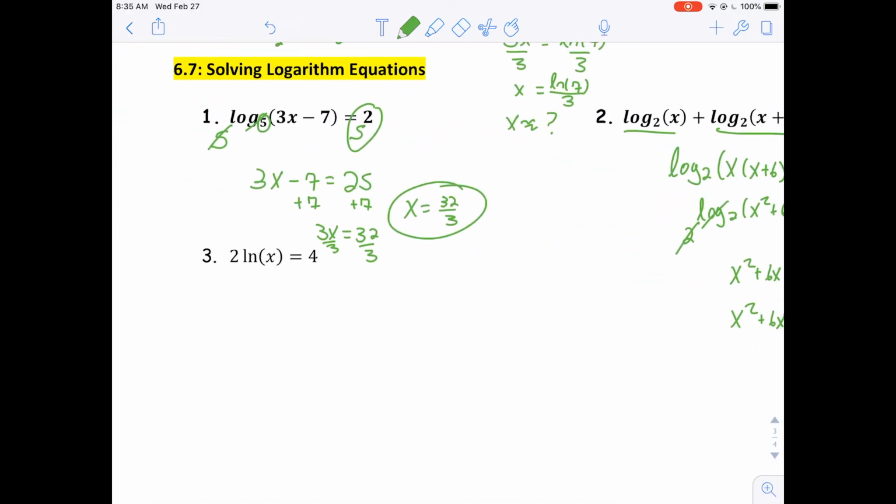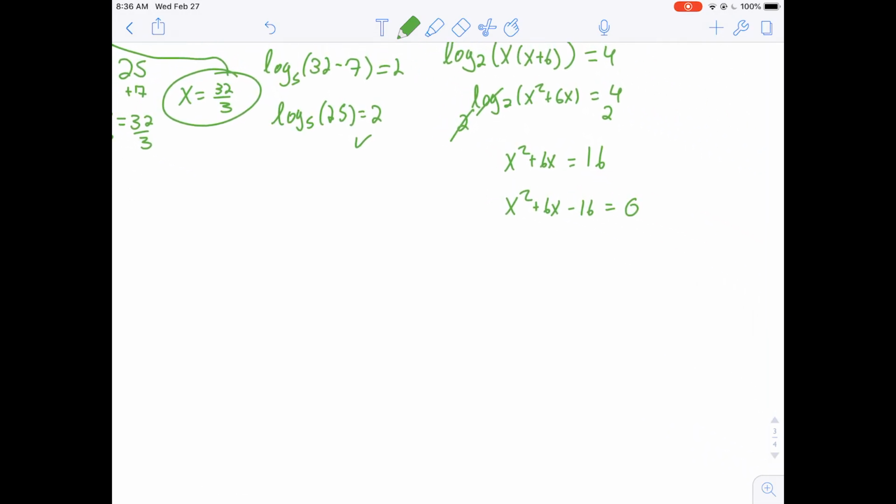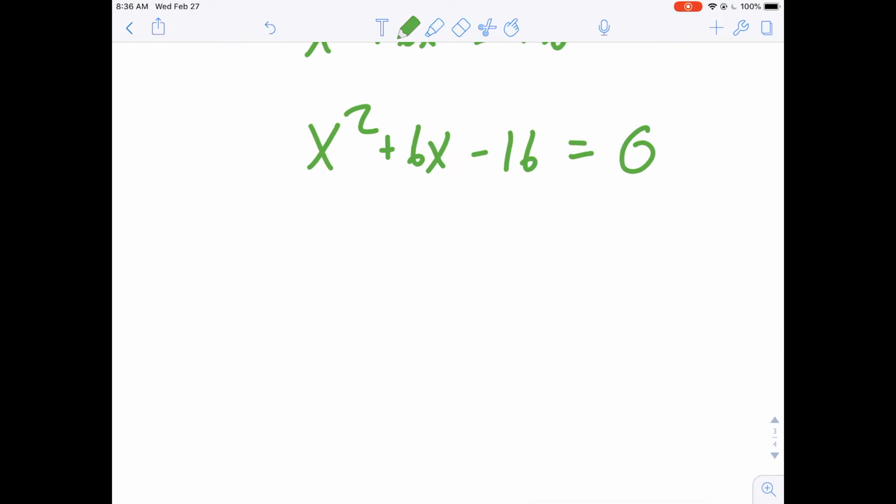Oops, and I forgot to check my answer for the previous one, but it works. So let's go log base 5. 3 times 32 over 3 is going to be 32 minus 7 equals 25. So that's going to be log base 5 of 25 equals 2. Good. Okay. Sorry, I got so sidetracked right there.